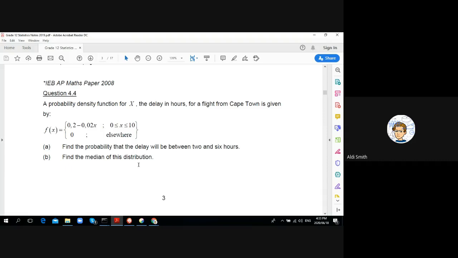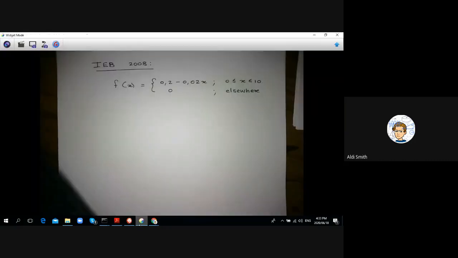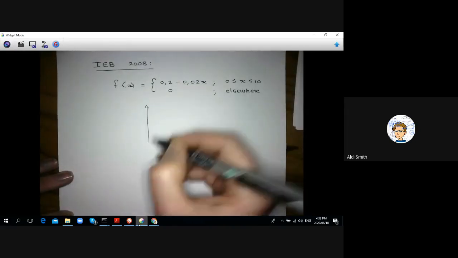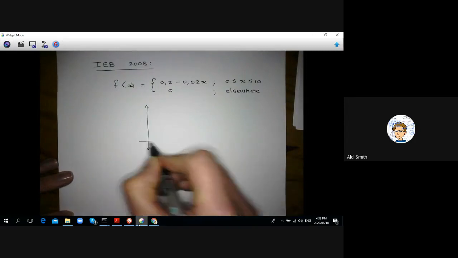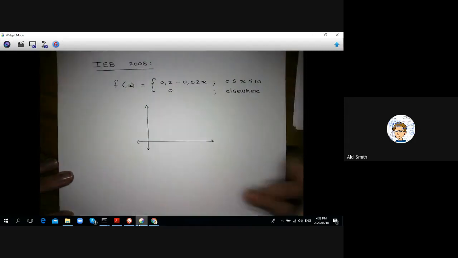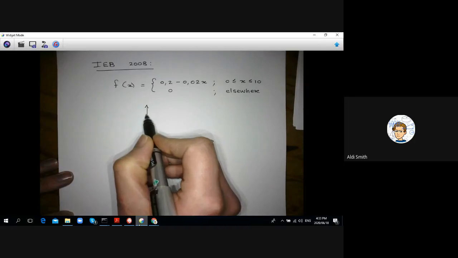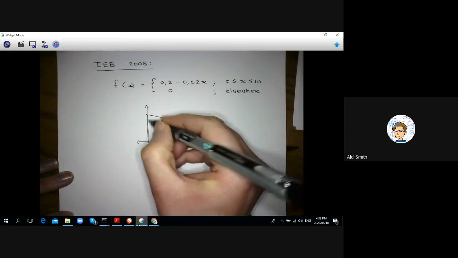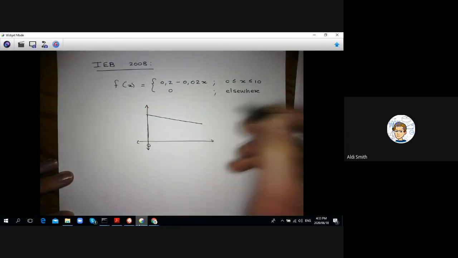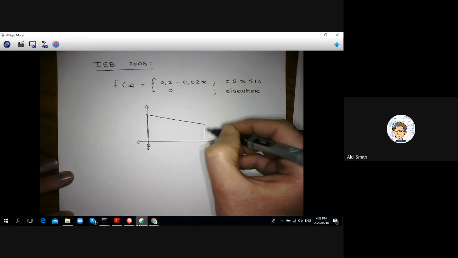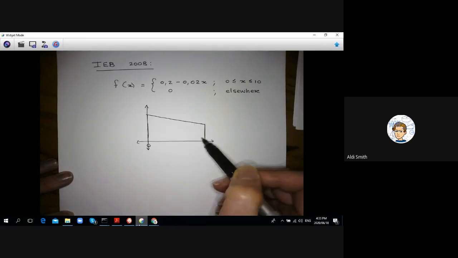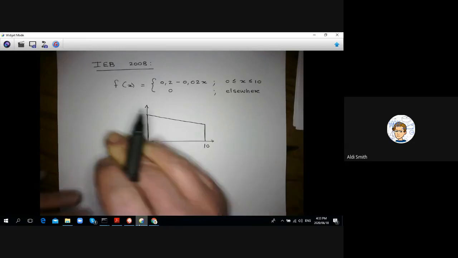Right. Now, I find sometimes that if you draw a little picture of it, it actually makes a lot more sense. So this is a straight line. It doesn't have to be perfect or accurate or anything like that, but this is a straight line with a negative gradient. So it kind of goes like this. There. And I know that it runs from 0 over here to about there, which is 10. And I know that the total area underneath the curve is equal to 1. So I know this total area is equal to 1.